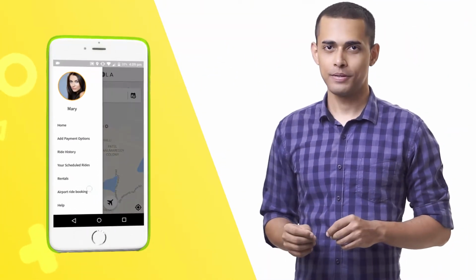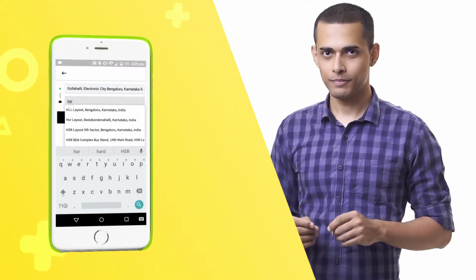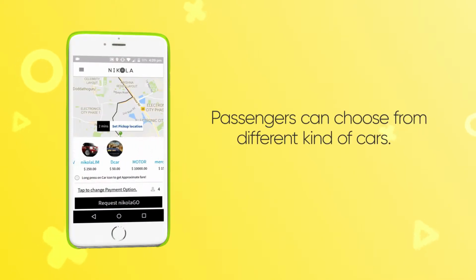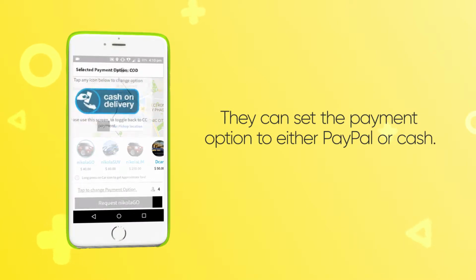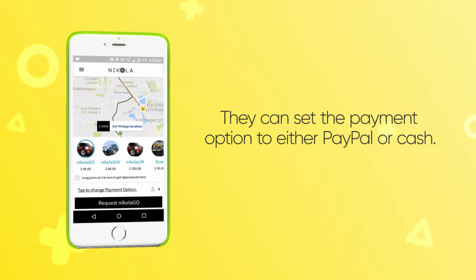Booking a cab is very simple with the Nicola Passenger app. Just tap on Set Pickup Location and enter the destination. Passengers can choose from different kinds of cars, and they can get the fare details by long pressing on a car. They can also set the payment option to be either PayPal or cash.